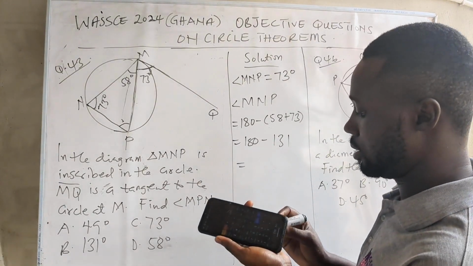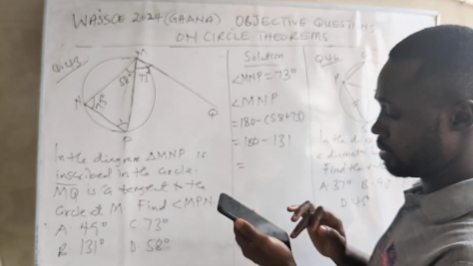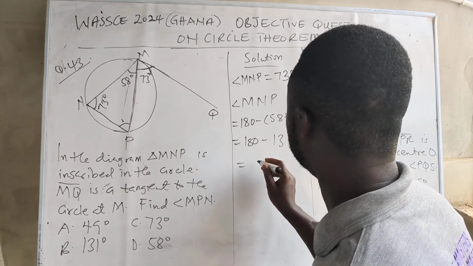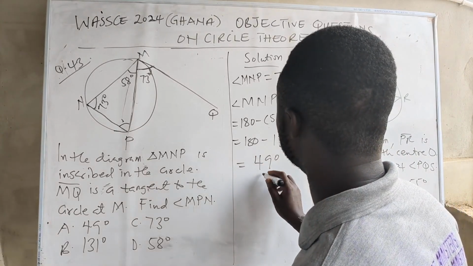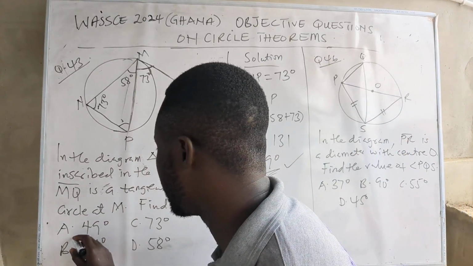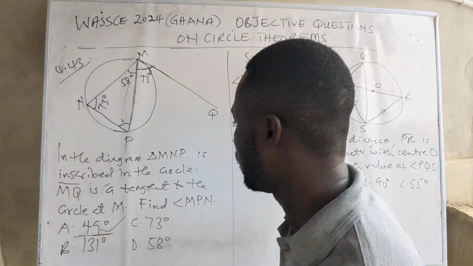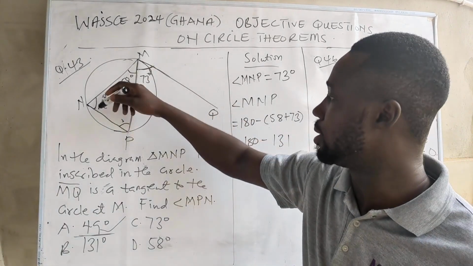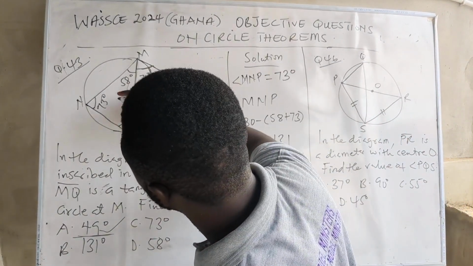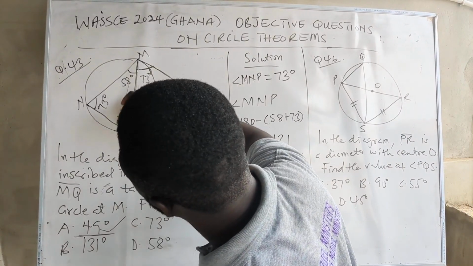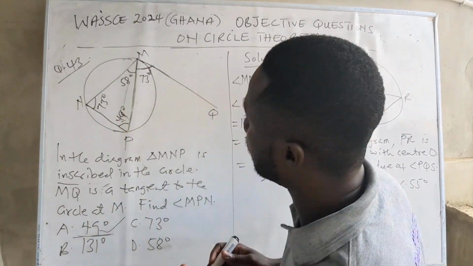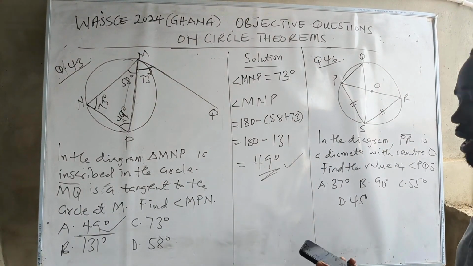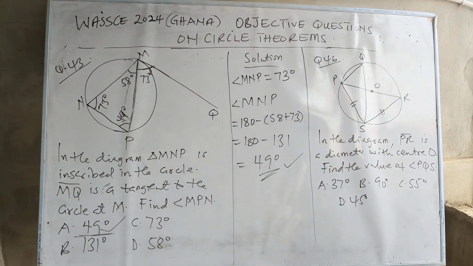And 180 minus 131 will give me 49 degrees. So my answer is A, 49 degrees. Angle MPN here is going to be 49. So now when you add all the three, you are going to get what? 180 degrees. So that is my answer, 49 degrees.